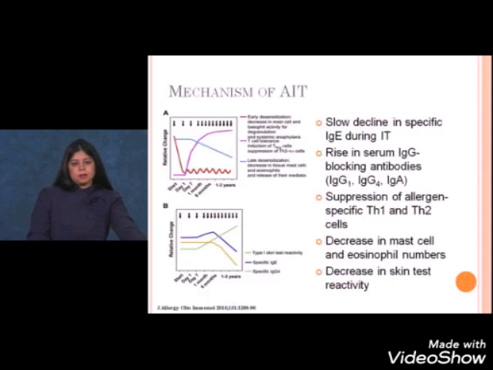So the mechanism of allergen immunotherapy is such that it causes a slow decline in specific IgE during immunotherapy. There is a rise in serum IgG blocking antibodies, IgG1, IgG4, and IgA. There is suppression of allergen-specific Th1 and Th2 cells, and we see a decrease in mast cell and eosinophil numbers over time. Also, once you re-skin test these patients, there is a decrease in skin test reactivity a couple of years out in treatment.